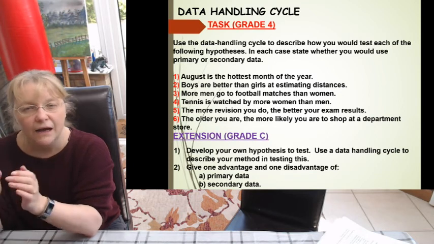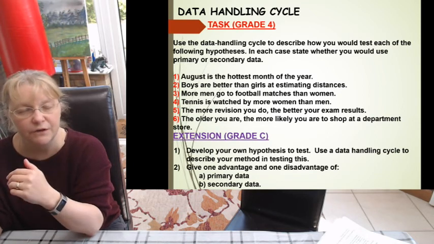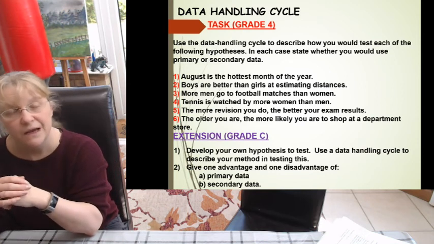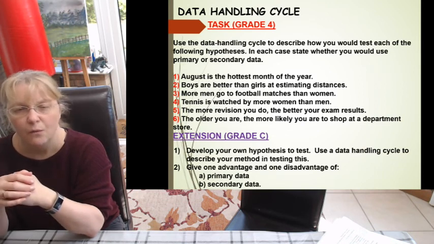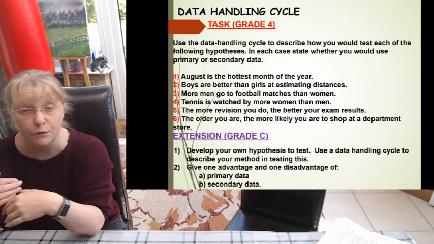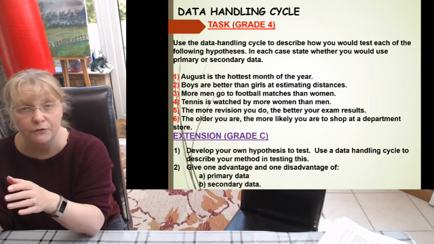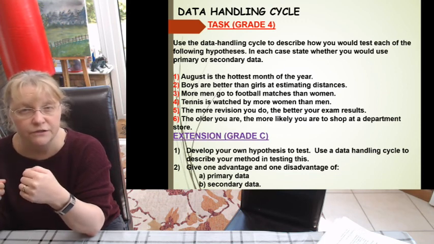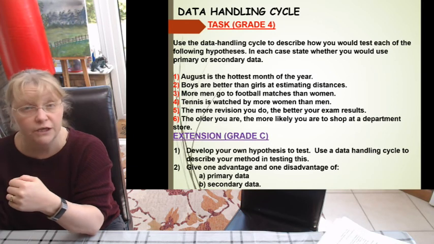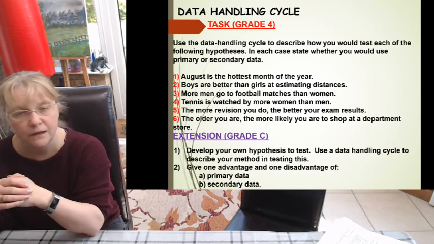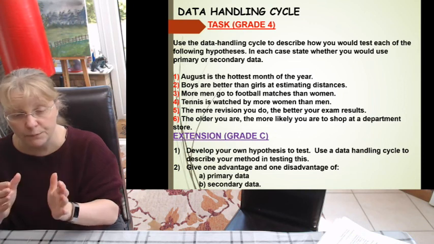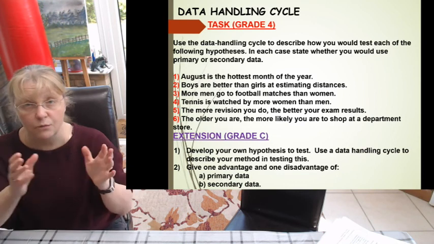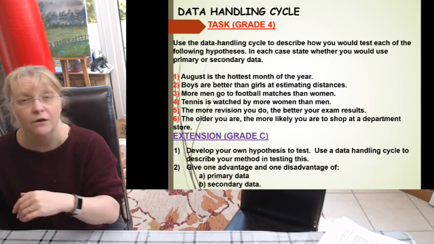Okay, welcome back. I'll talk through the first one as this will give you a good example. So P, I'm posing the question, August is the hottest month of the year. So C, how will I collect the data? Well, I think this would be secondary data, because what I would probably do is I would look at the weather forecasts for different areas throughout the UK and just write down the temperatures for August compared to June, July and even September. So O, organise the data. I would put this in a graph, comparing it to each other to see whether August was the hottest or whether we were shown that June, July or even September was even hotter.